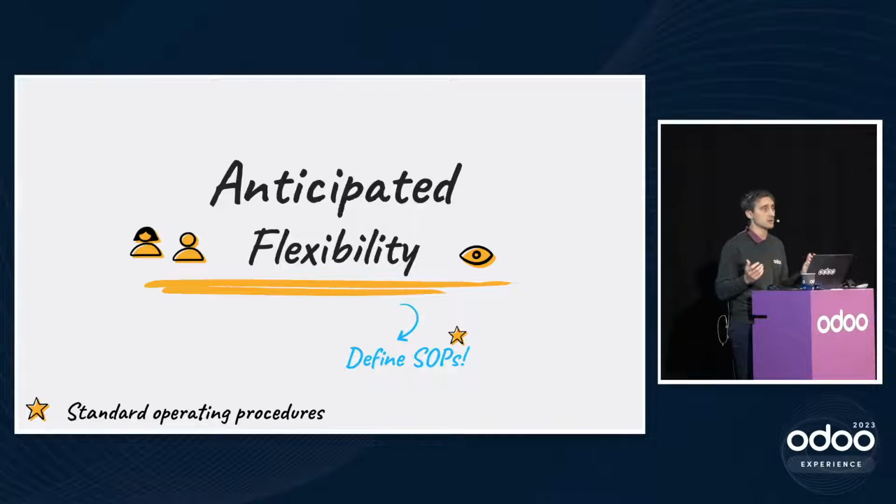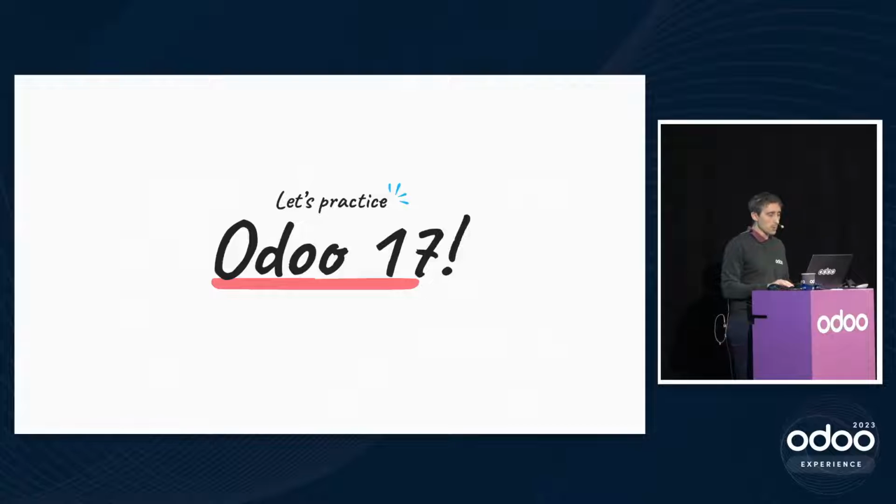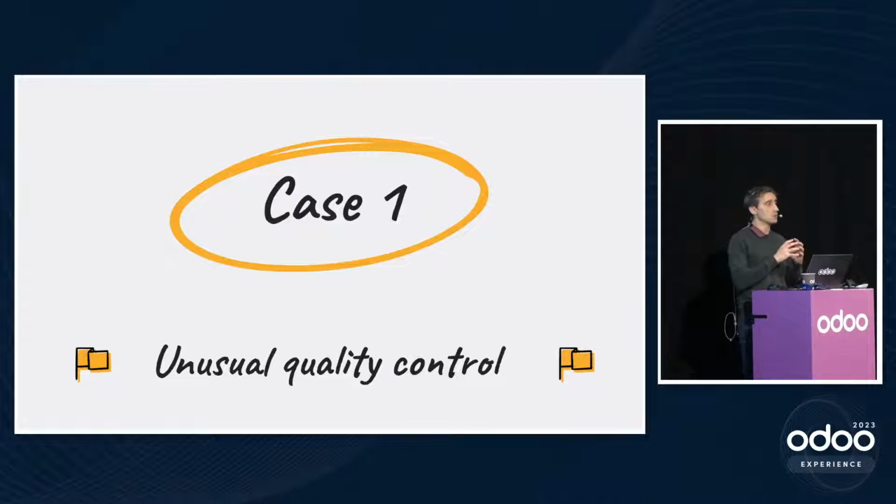Of course, it's not magic. So let's now practice in Odoo 17. Let me show you a few cases in which we can use the flexible routes. You'll see in the first two cases, it works perfectly. In the other two cases, I wanted to show when we can use it as a workaround and still save a lot of time in very attractive cases.